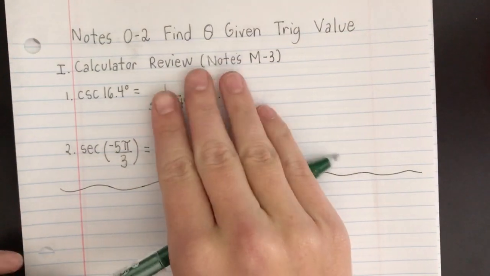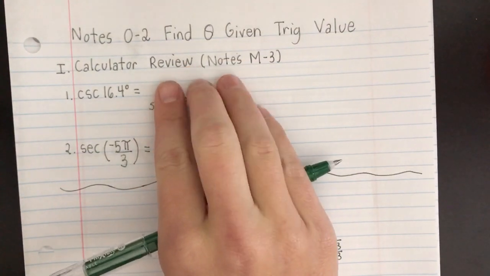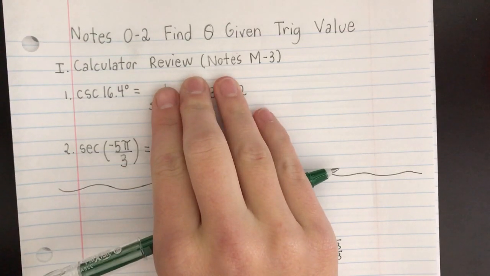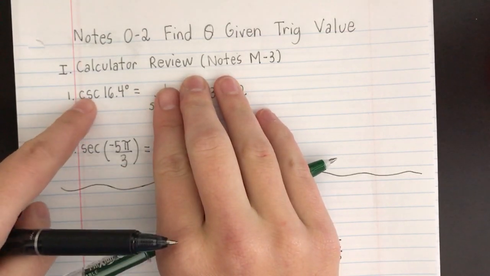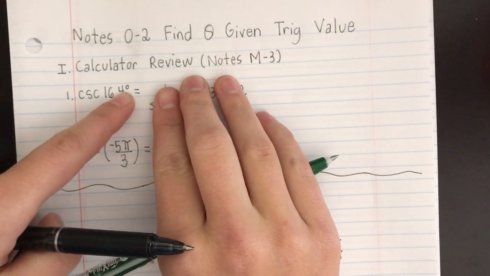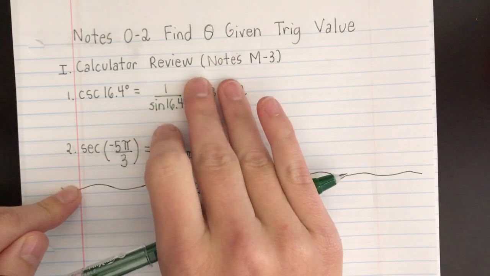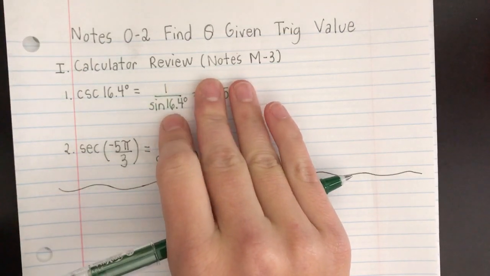Looking at notes O-2, find theta given a trig value. So in part 1, we're going to do some calculator review from notes M-3. You're asked to find cosecant of 16.4 degrees in the calculator. Remember that cosecant is the reciprocal of sine.